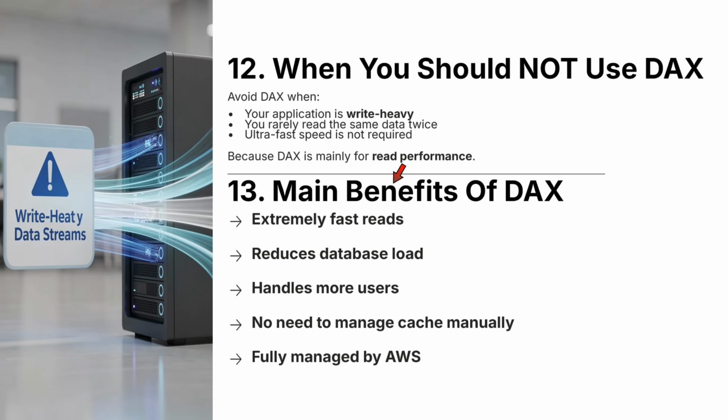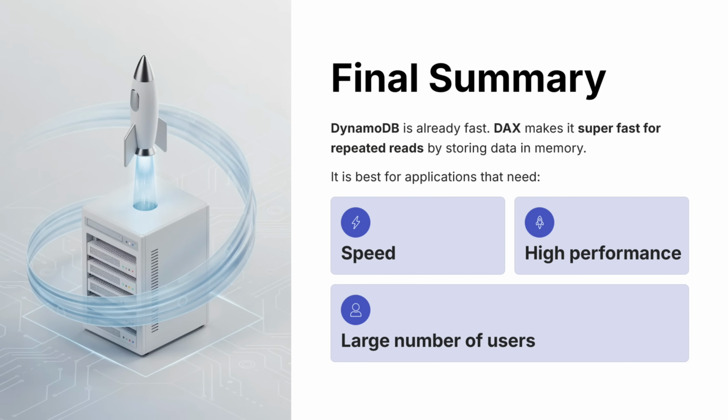What are the main benefits of DAX? Extremely fast reads, reduces database load, handles more users, no need to manage cache manually, and it is fully managed by AWS. Now we will see the summary. DynamoDB is already fast. DAX makes it super fast for repeated reads by storing data in memory. It is best for applications that need speed, high performance, and a large number of users.